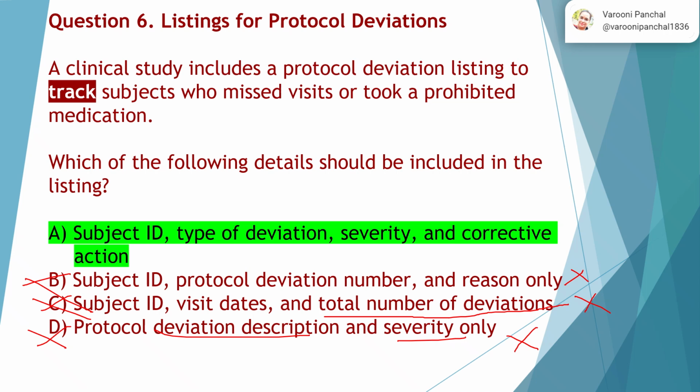So here the option A says subject ID, type of deviation, severity and corrective action. So this is the right details, because this will give you the bunch of those subjects who have missed the visits, how severe that deviation was, what type of deviation it was and what kind of action the specific principal investigator took for this particular patient who missed the visits.